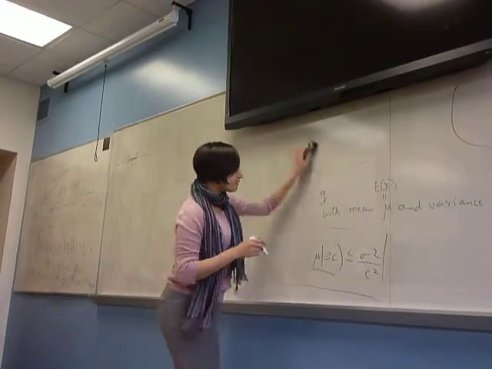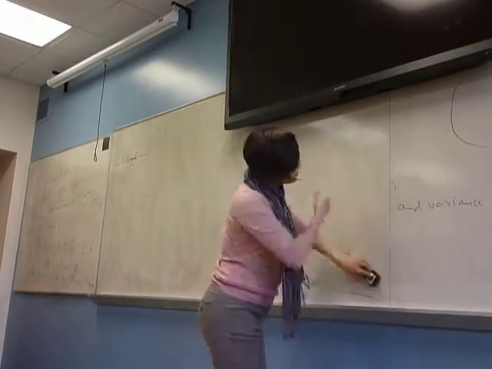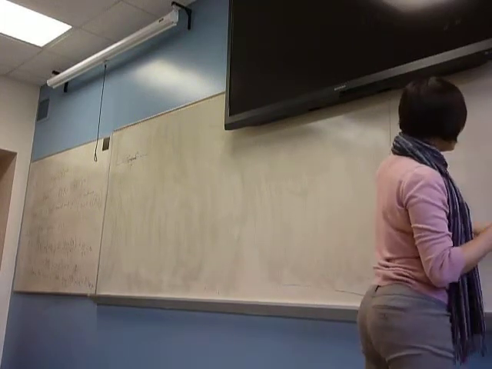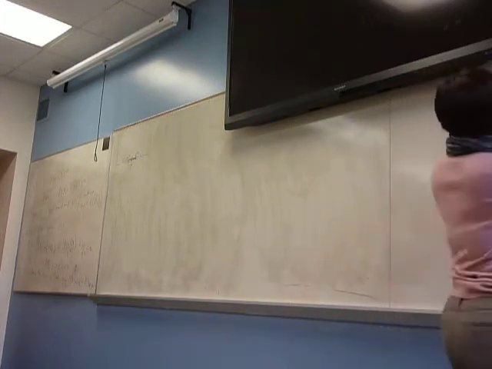So now, given any random variable, if its variance is 0, by Chebyshev's inequality, we prove that it has to just be a constant, and the constant value it takes is the value of its mean.